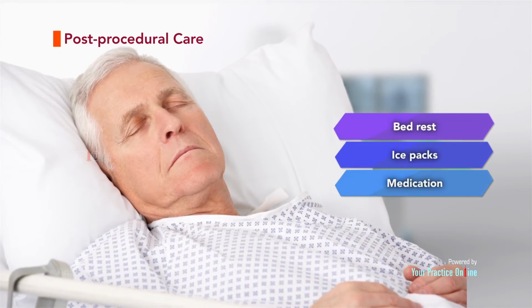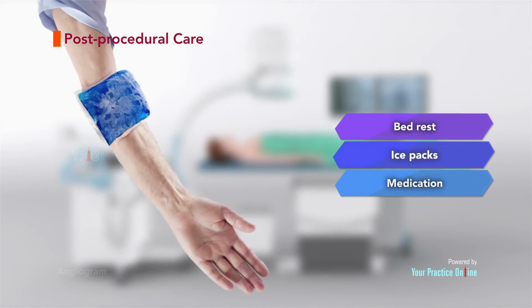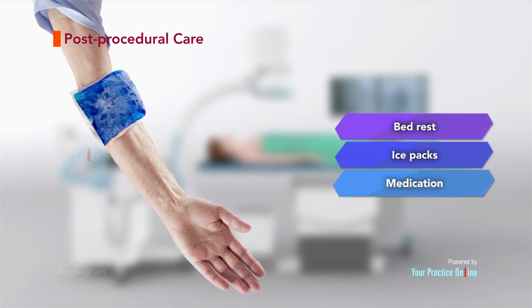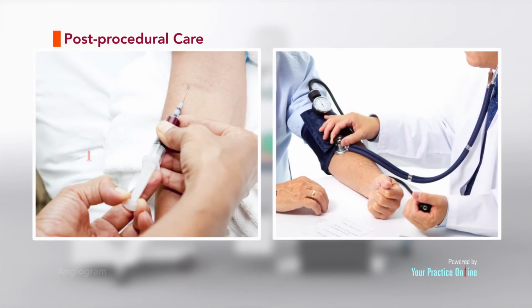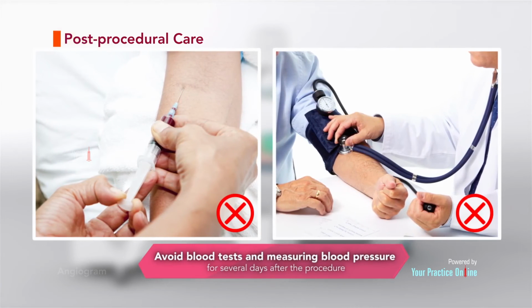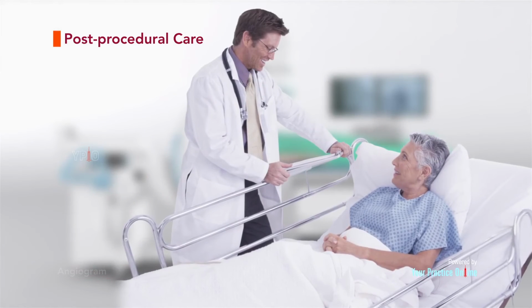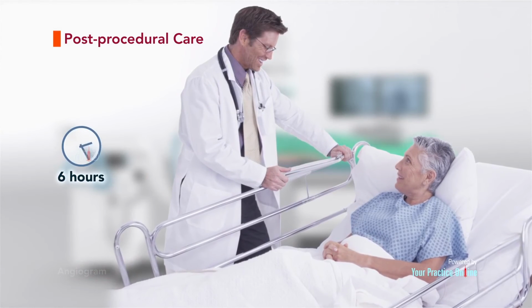Post-procedural care. Bed rest is recommended for several hours after the procedure. Ice packs can be used to relieve pain and swelling over the needle site. You will also be prescribed medication to relieve any discomfort. If the catheter was inserted in your arm, avoid blood tests and measuring blood pressure for several days after the procedure. If the catheter was inserted in the groin area, the leg should be kept straight for about 6 hours.